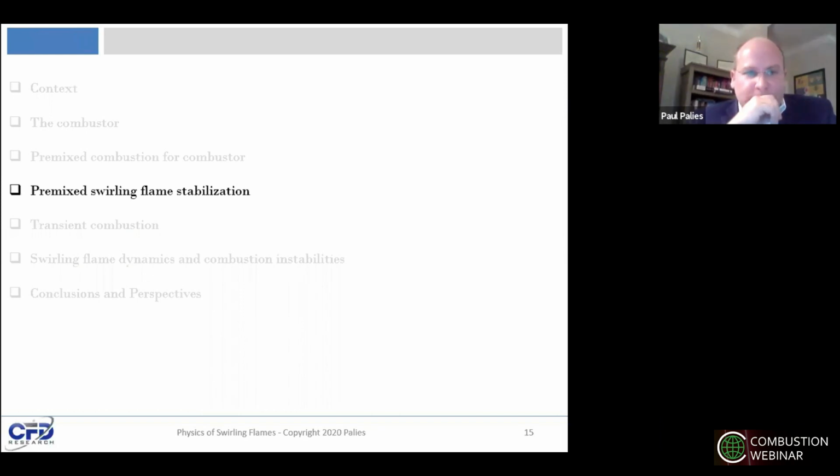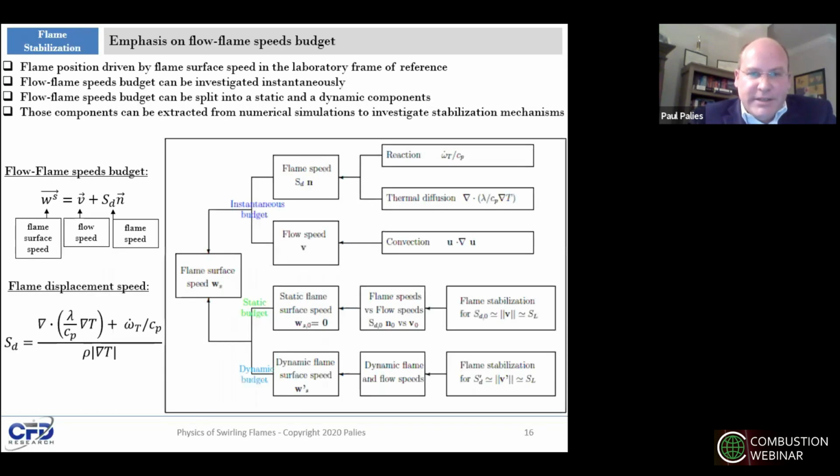So now we have looked at the effect of the global feature on the local contributors for premixed flame. We are going to look at premixed swirling flame stabilization and a recent framework that is outlined in the book I was referring to. And here, to investigate flame stabilization, we are going to look at the flow flame speed budget, which is a kinematic relationship for the flame surface. And you see it represented here, where each term is defined.